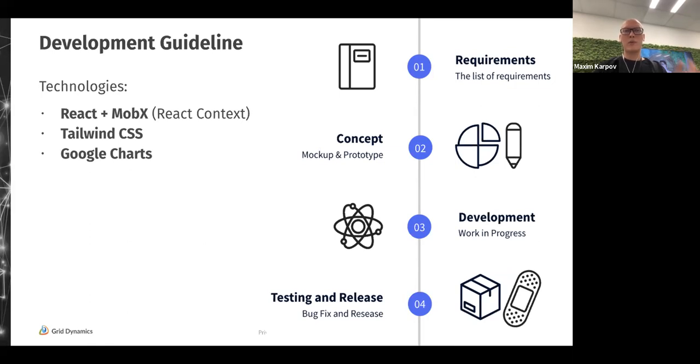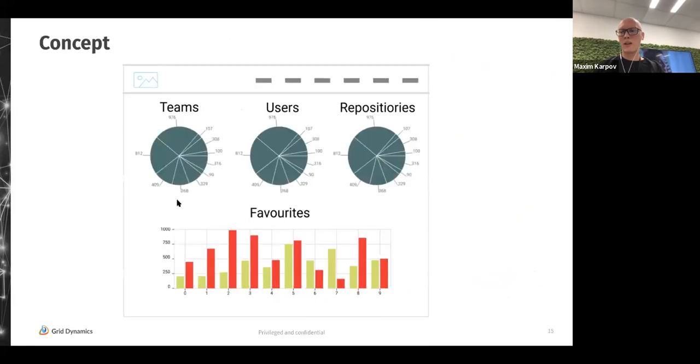Like we use React plus MobX. These are just my personal favorites, taste. And Tailwind CSS and the Google Charts. I guess some of you have experience working with them. The concept contained the basic dashboard page, which had to be readable. The main accent remains with plots and graphs, so we tried different plot frameworks and stopped with the Google Charts.